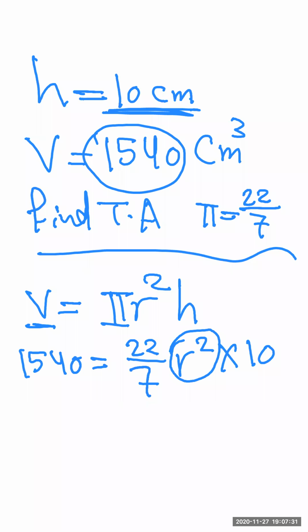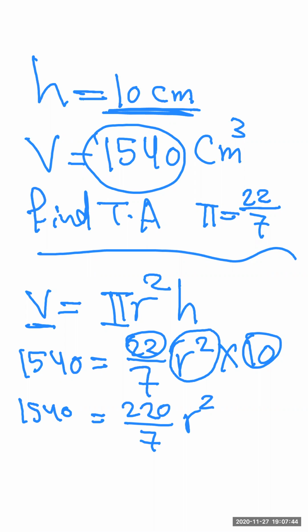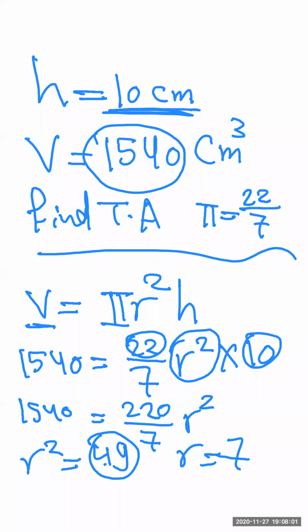So this means 1540 will equal 22 times 10, which means 220/7 r squared. Now you can get r squared. Divide, it will equal 49. So r will equal the square root of 49. Yes, we will get it using the square root, so r will equal 7.